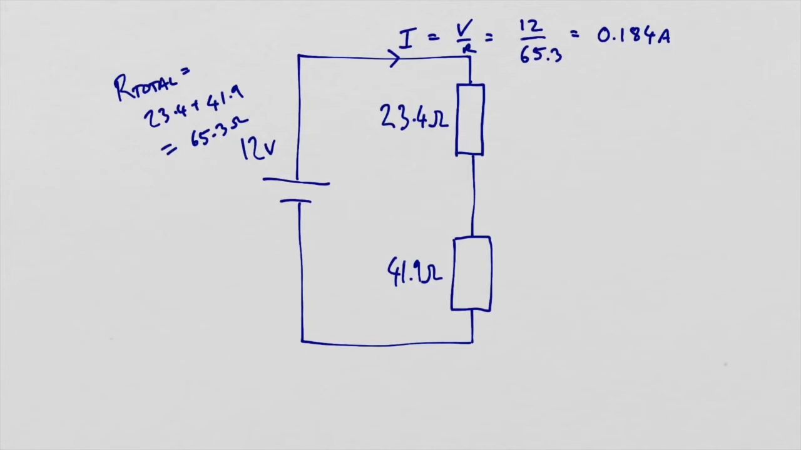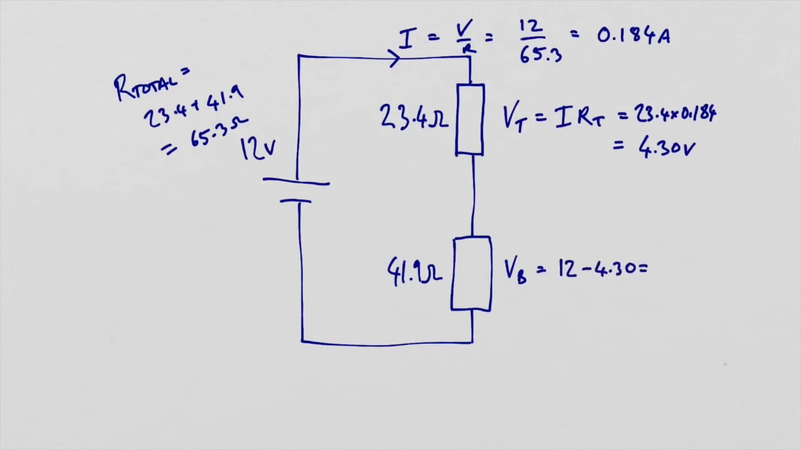Now, it's really handy having the resistors at the top and at the bottom because I can refer to them like that. So let's figure out what the potential difference is going to be across the top resistor first. The potential difference on the top one is the current times the resistance at the top, and that is 23.4 times 0.184, and that gives us an answer of 4.30 volts. The potential difference at the bottom is 12 minus 4.30, so by inspection that's 7.70 volts.